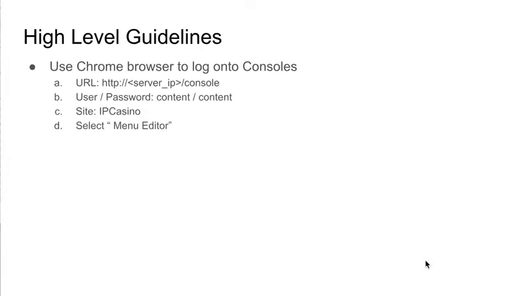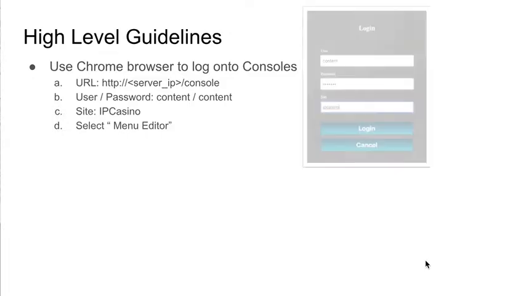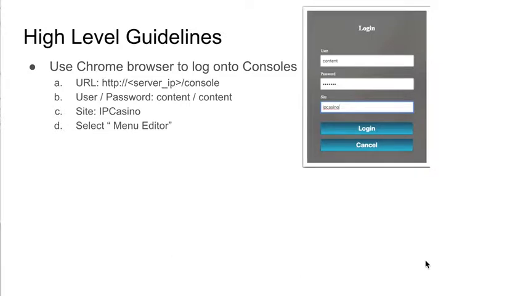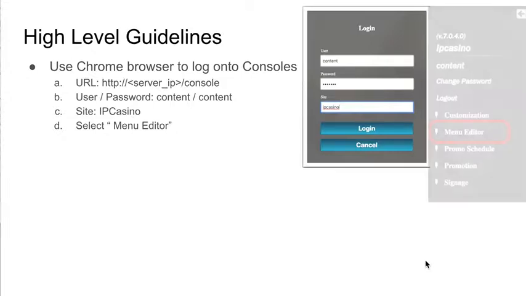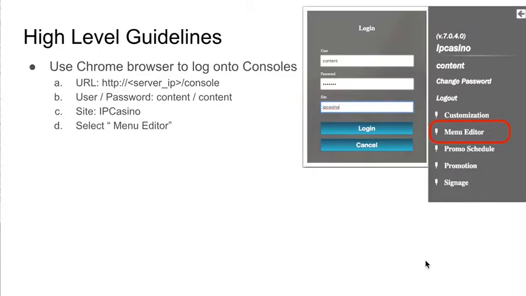The guidelines. First, use the Chrome browser to log on to the console. The URL is server IP/console, and then you see the logon, and the user and password are content. The site is IP casino. Once you log in, you see a list of consoles. Select Menu Editor.